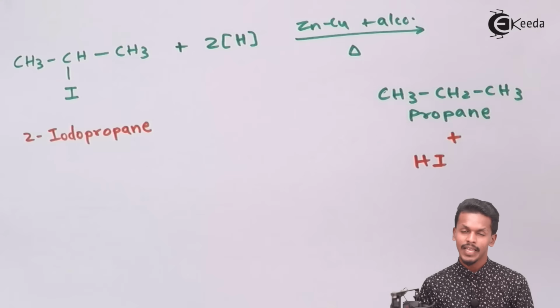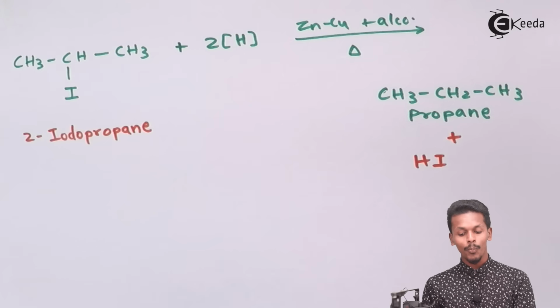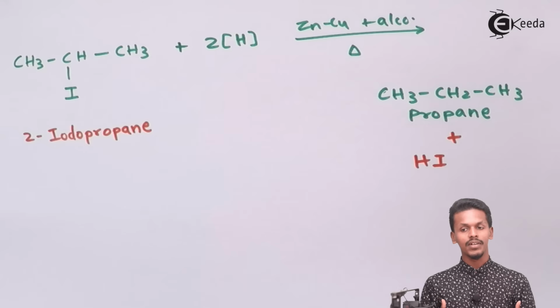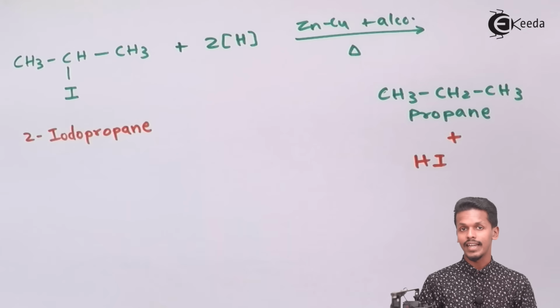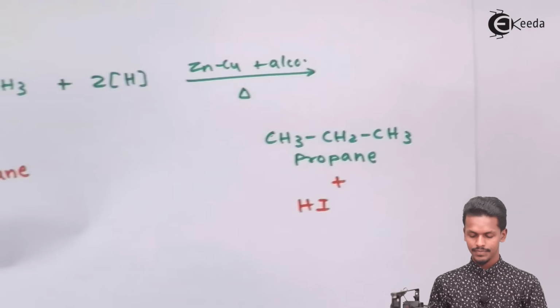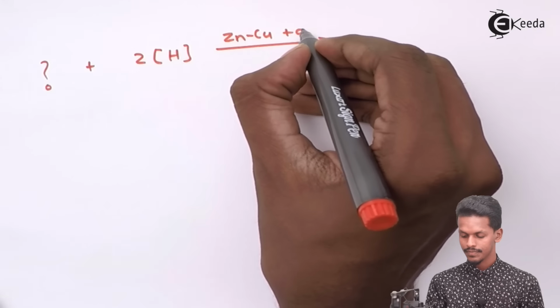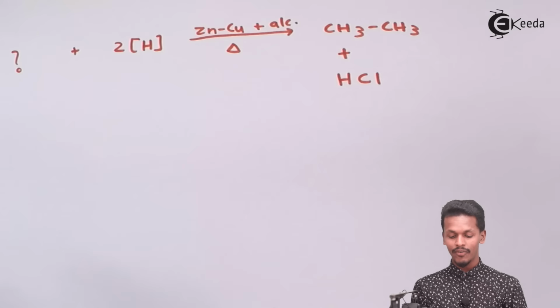particular alkane. But another question can also be asked in this manner: how can you prepare propane from an alkyl halide using zinc copper couple and alcohol? So this is the question that they could ask, or they could give you an incomplete question and we have to fulfill that. For example, this is one. Suppose they have given us a question which is basically incomplete.